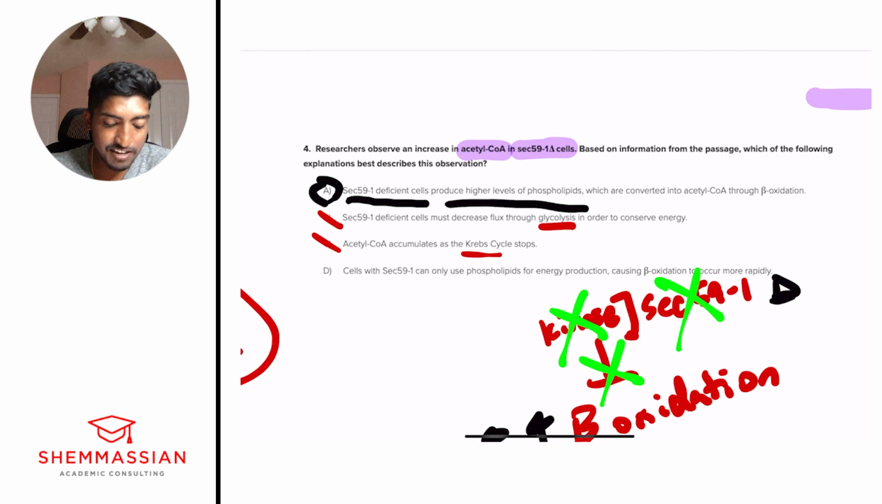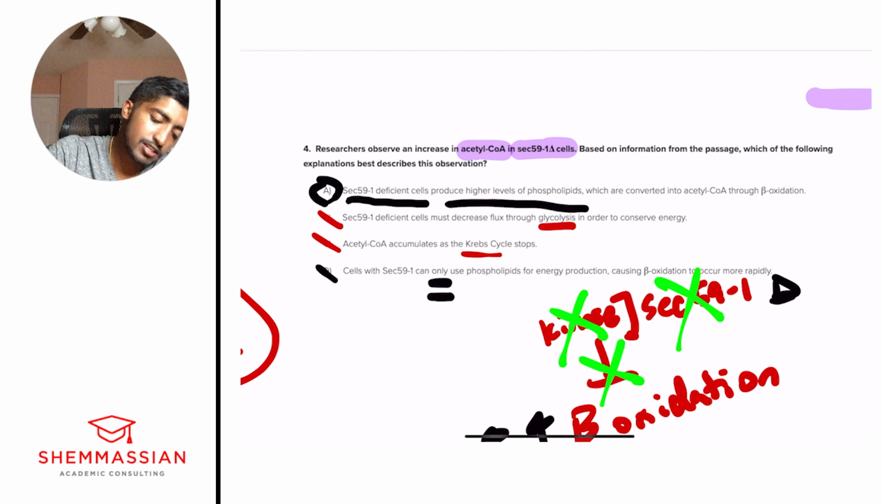D, cells with SEC59-1 can only use phospholipids for energy production. So we always have to be careful with this saying only. Remember, MCAT hates absolutes, but they always try to trick you with that. Anytime it says only, you can pretty much eliminate it unless it's an extreme situation, right? We never see SEC59-1 saying we only use phospholipids now for energy production. Nowhere is that suggested, nowhere is that claimed. And so as a result, causing beta oxidation to occur more rapidly, while that might be true, while we might see increased beta oxidation, it's not for that reason. So we can eliminate D, and we are 4 for 4.